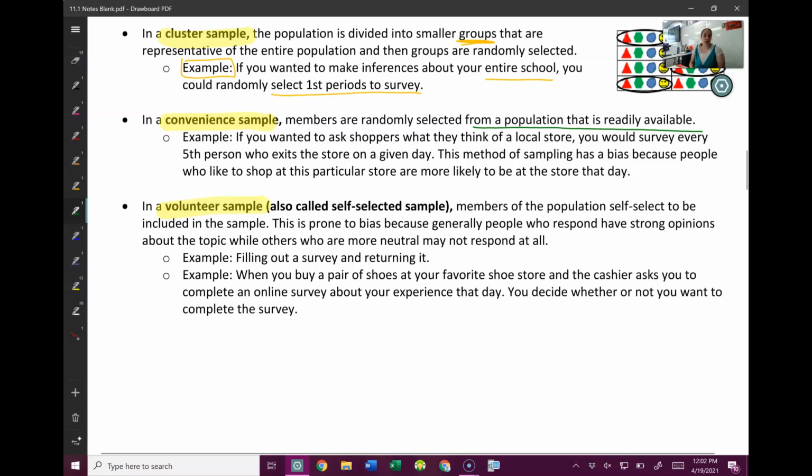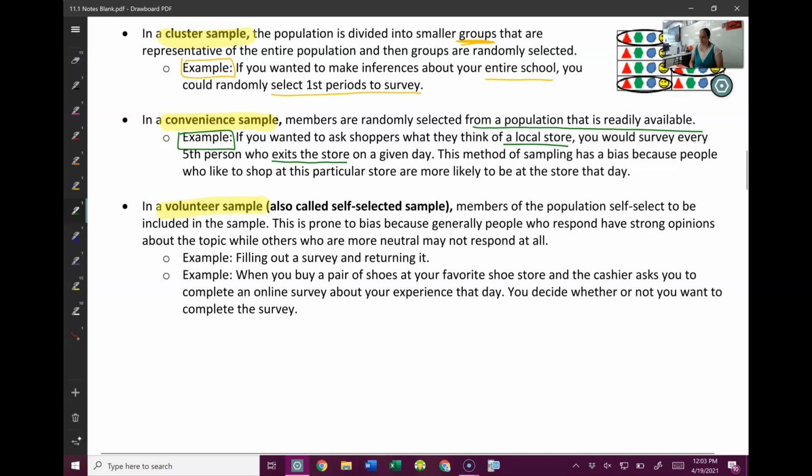Or maybe I want to know average ACT score, so I ask all of my students. Very convenient for me because the students are already there. That is convenience sampling. You ask people who are around you in your life, people who are easy for you to ask. So, for example, right here, we have a local store, or you want to ask shoppers what they think about a local store. So you ask them as they exit the store. That's a really easy way for you to ask them just as they're coming out.